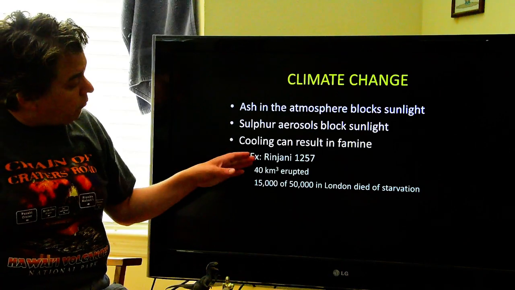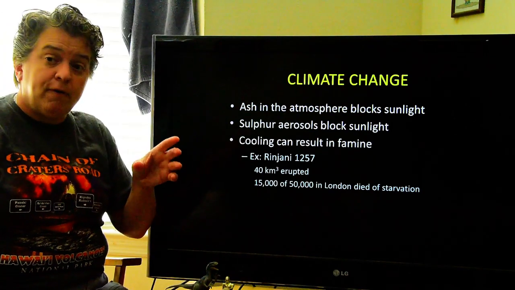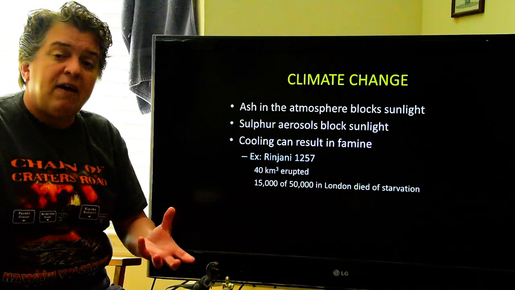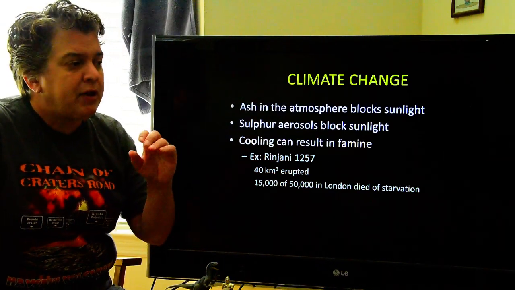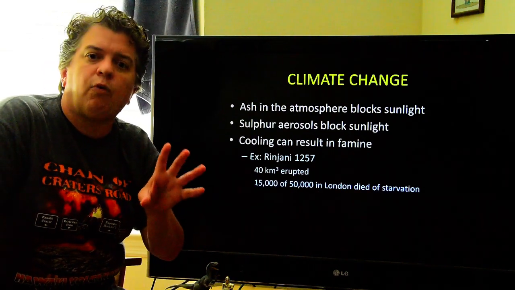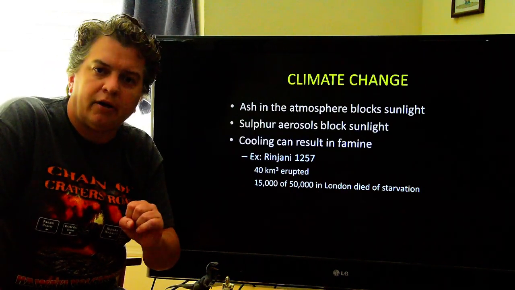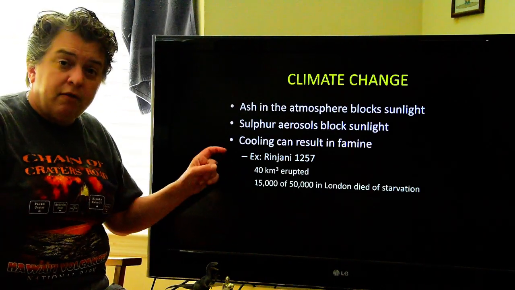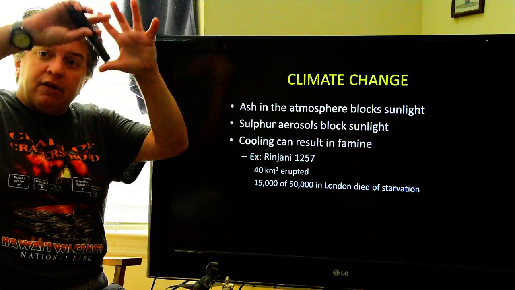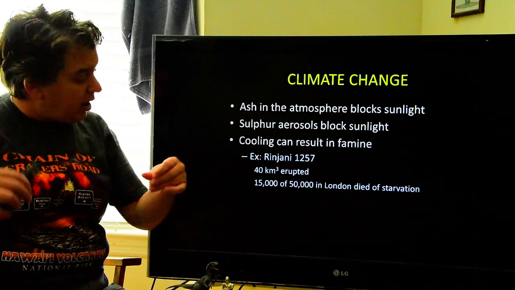We actually saw that when Rinjani erupted in 1257. 40 cubic kilometers of ash erupted into the atmosphere. Just to give you an idea of the size of that, Mount St. Helens was not quite 1 cubic kilometer in 1980. This one was 40, so this was a lot bigger eruption. And this ash then circled the globe and cooled the climate system.